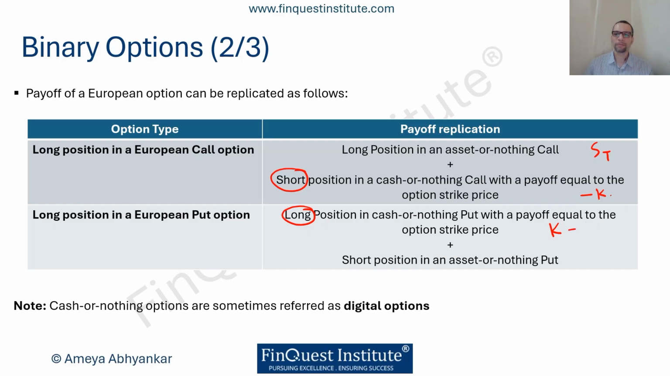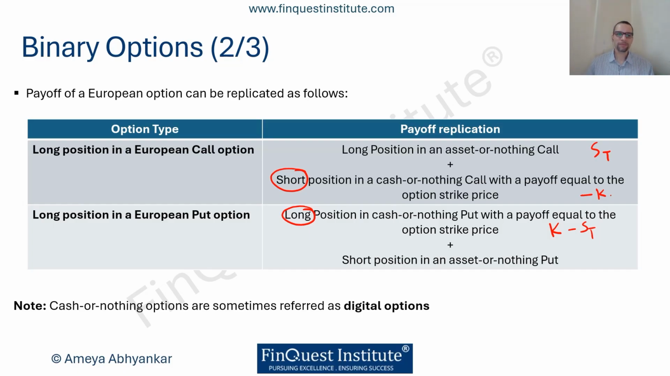So think of this like minus ST. So K minus ST. That way we can combine a couple of binary options and have the final payoff which looks like a European call and a European put option.